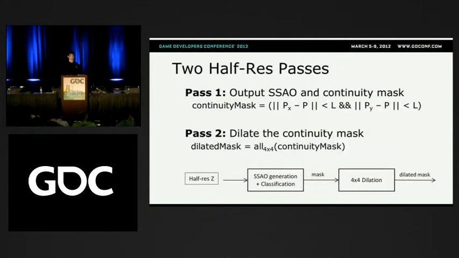And overall, we just had 2 half-resolution passes for the whole classification. The first pass is to compute the continuity mask based on the nearest neighbors. The second pass is to stabilize the mask. We use the dilation pass with the 4x4 kernel.